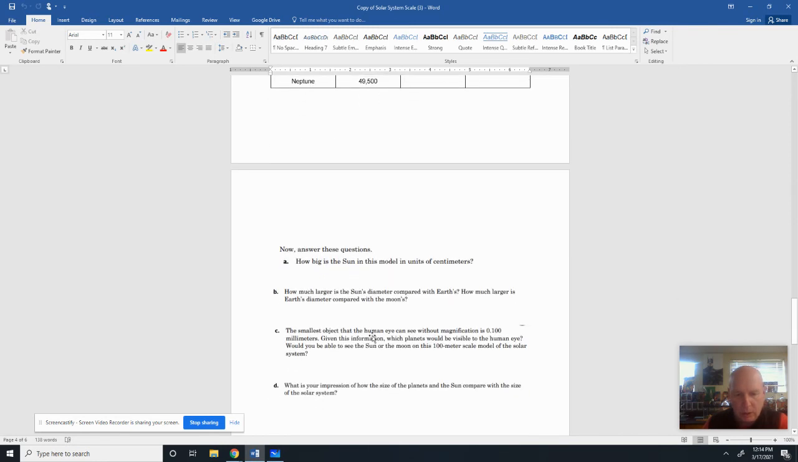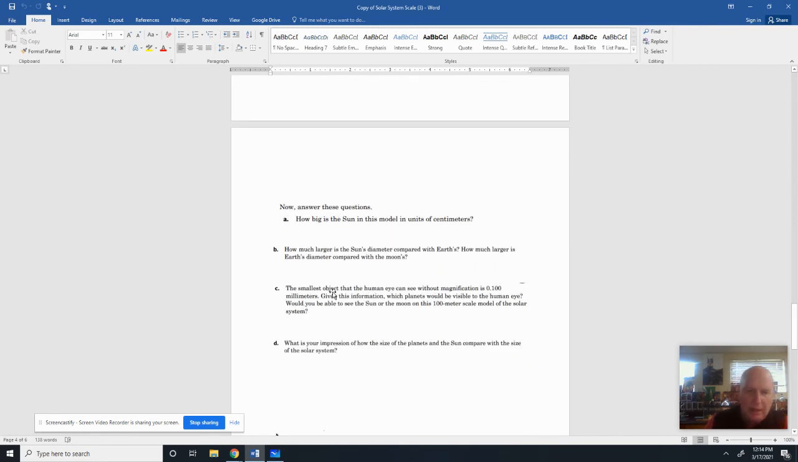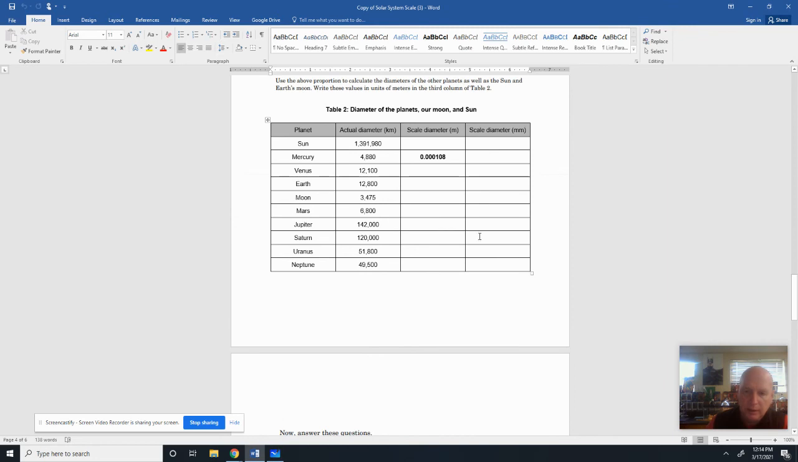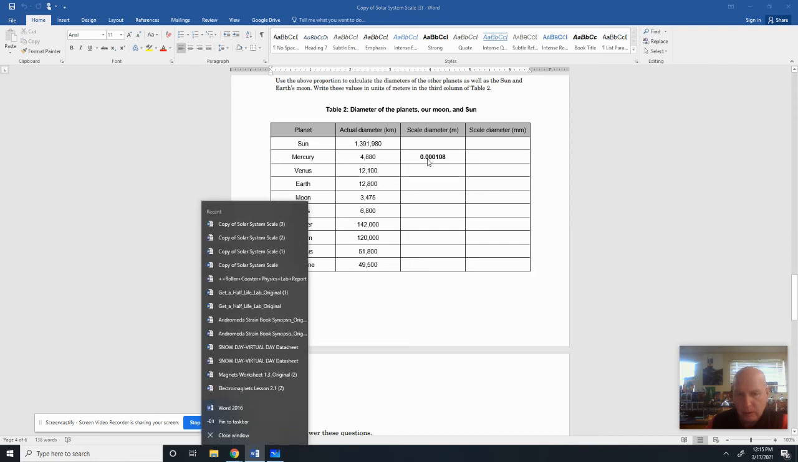All right. Next question is C. The smallest object the human eye can see without magnification is 0.1 millimeters. Given the information, which planet would be visible to the human eye? Would you be able to see the sun on this? So the answer, if would you be able to see the sun, is yes. So if we looked at our chart up here, you guys should have these numbers right here. So the only way, let's take this one for instance. If I move this over 3 times, 1, 2, 3, that's going to get me 0.108.